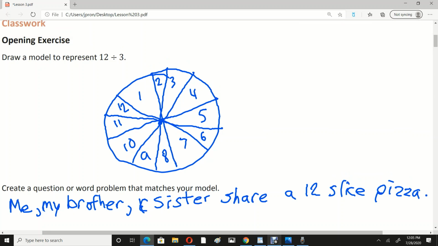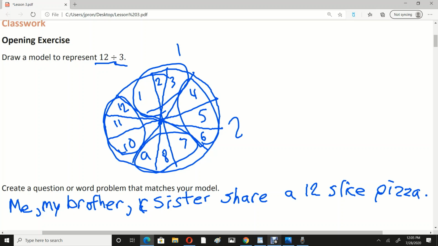Another way you may have thought about this is that you have a 12-part something. In this example, again, I'm using my pizza, and you want to split this into groups of 3. So we would take these slices right here, and we would hand them out, and then these 3 slices, and then these 3 slices, and then these 3 slices. How many groups of 3 will you have? Well, we have 1, 2, 3, 4. And this way of thinking is called measurement division.